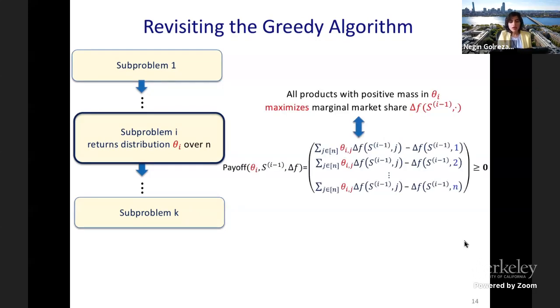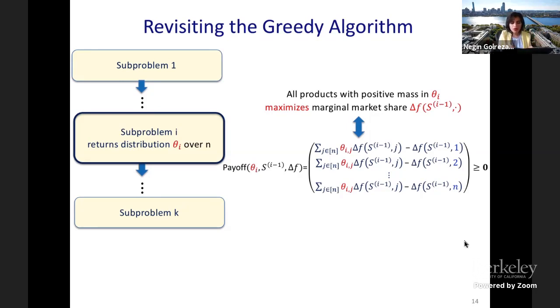And then what is this distribution? Let's say I only have one product that has the highest marginal market share. Then in that distribution, I just simply put the mass of 1 for that product and 0 for the rest of the products. Okay, nothing major, it's the same thing.